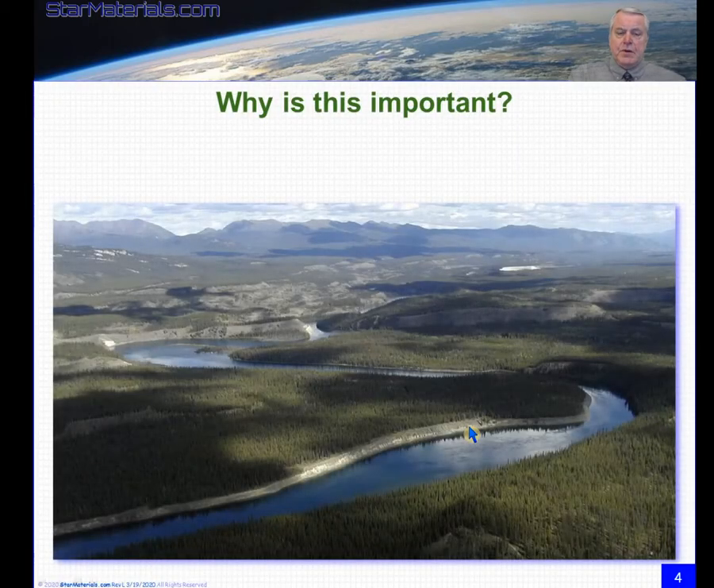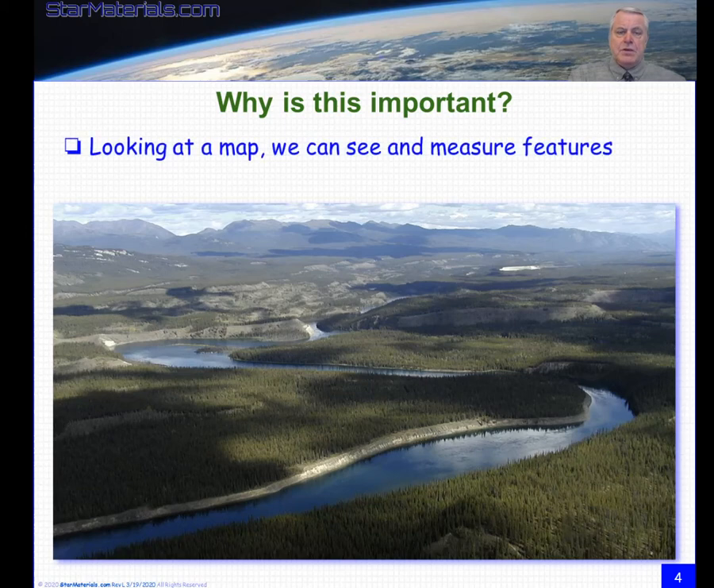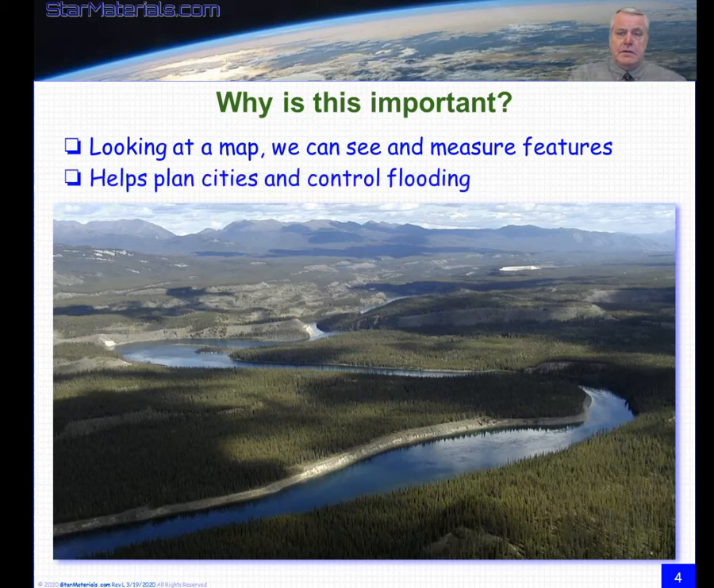Why is this important? Well, looking at a map, we can see and measure features of the Earth. It helps us plan cities and control flooding. You can see here a river valley and the river meanders around.